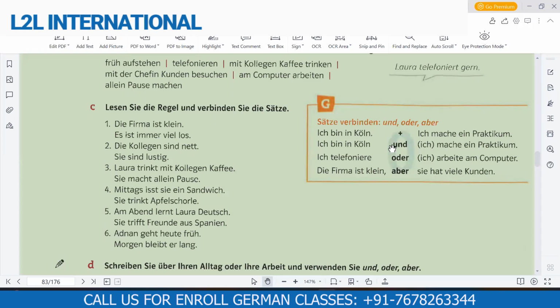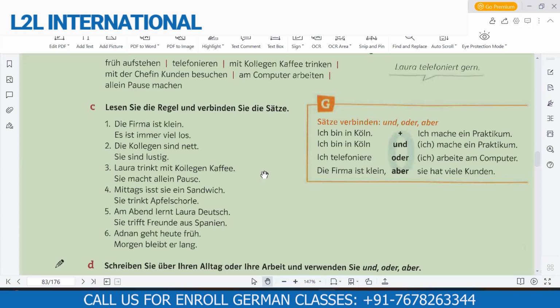Now, based on your own understanding, there are 6 sentences given here. You need to connect both sentences using the correct connector. It will be und or oder or aber. Let's see the first one. Die Firma ist klein. The office is small. Es ist immer viel los. There is a lot to do.